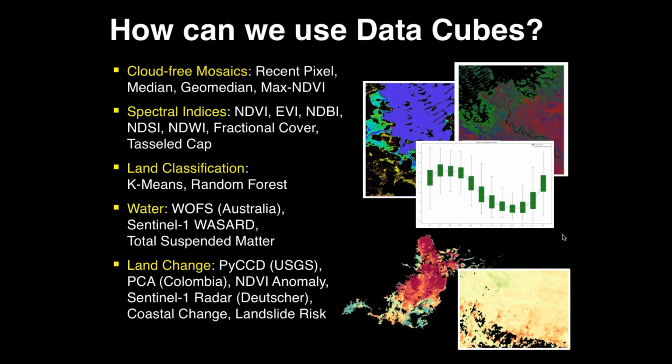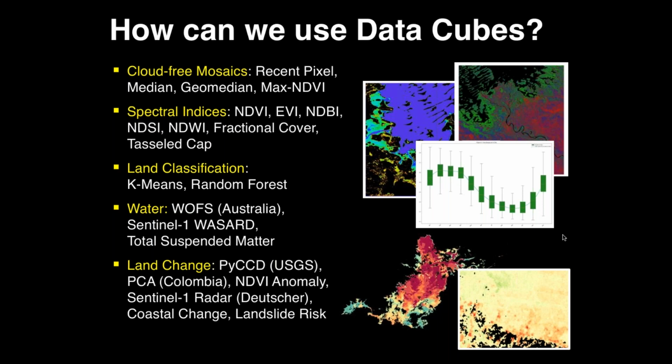So cloud-free mosaics are a method to sift the clouds out of all of the stack of imagery. And so we've got methods like the most recent pixel, median, geomedian, maximum vegetation. There's a number of ways that we can sift out the clouds. Spectral indices, I'll show you a number of these tomorrow, but you have standard vegetation indices, you have a snow index, a water index, fractional cover, tasseled cap. There's a number of things you can do with spectral indices.